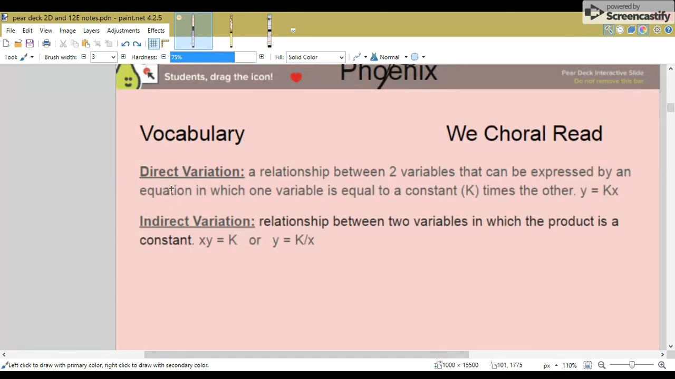Vocabulary. Direct variation: a relationship between two variables that can be expressed by an equation in which one variable is equal to a constant, k, times the other. Y equals k times x. Indirect variation: a relationship between two variables in which the product is a constant. X times y equals k, or y equals k divided by x.